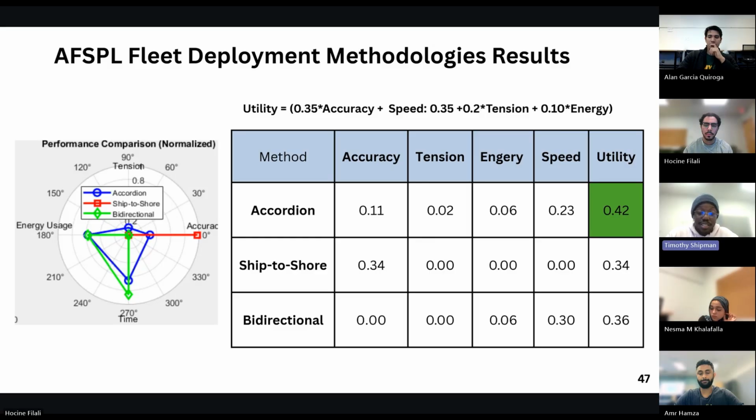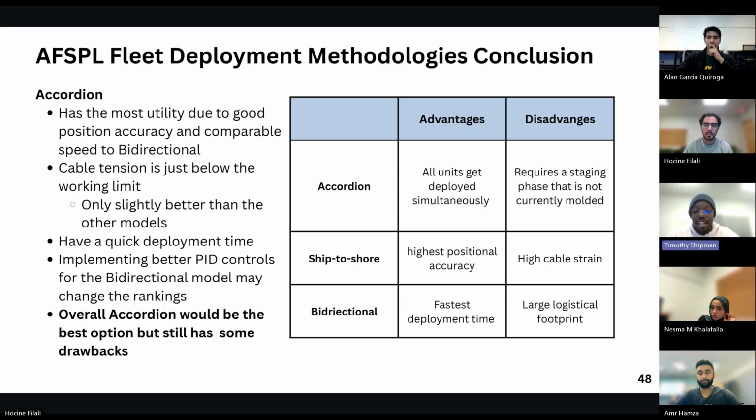And then putting this simulation into a utility function here, the accordion has the highest utility at 0.42, followed by bidirectional at 0.36. And then key takeaways again, accordion is the best, but there are some caveats. It's a higher logistical footprint than the sequential method, and if speed is top priority, bidirectional wins by a large margin.